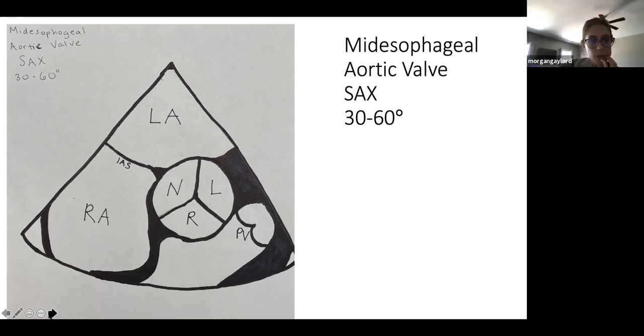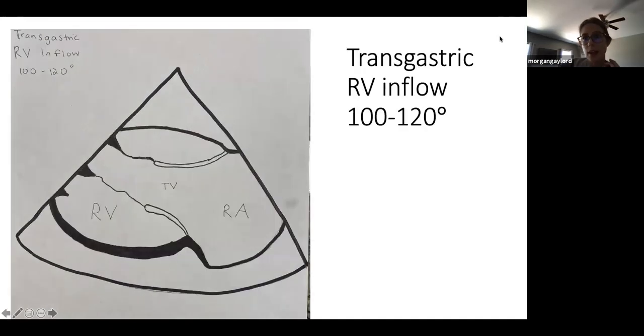Very good. And then I had also transgastric right ventricle inflow, which is at 100 to 120 degrees. So you can obviously see the tricuspid valve super well. And I tried to draw my little chordae. So you got the right atrium and then the right ventricle and your little tricuspid valve. Do you want to add anything to that, Dan? No, it's good.